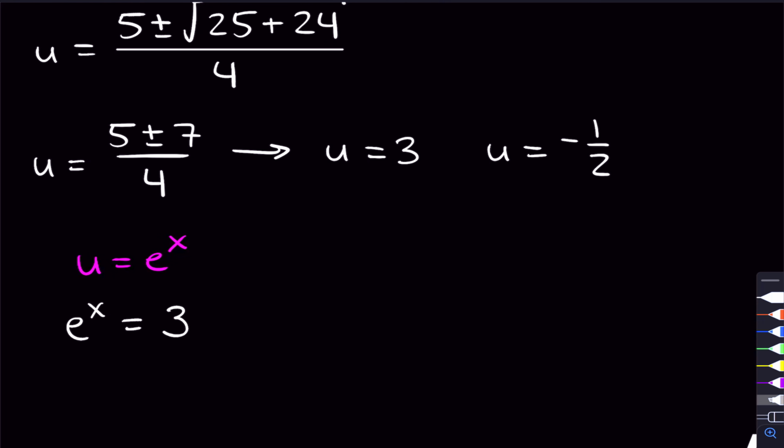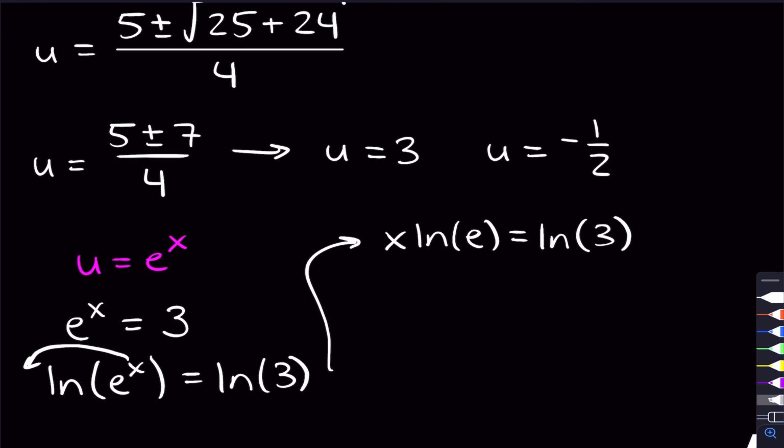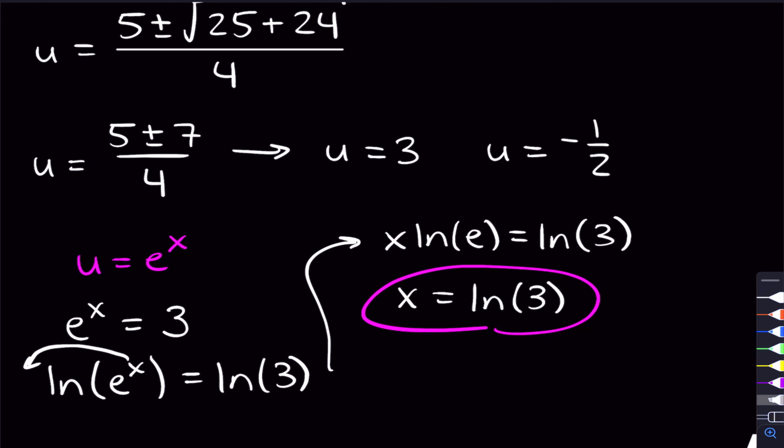So from here, we know how to solve this. We take the natural log of both sides. So we get the natural log of e to the x is equal to the natural log of 3. We can move that x outside of the natural log, and what we're left with is x times natural log of e is equal to natural log of 3. And natural log of e, that's just 1, so we get that x is equal to natural log of 3. And so right there, that is one of our solutions for x.